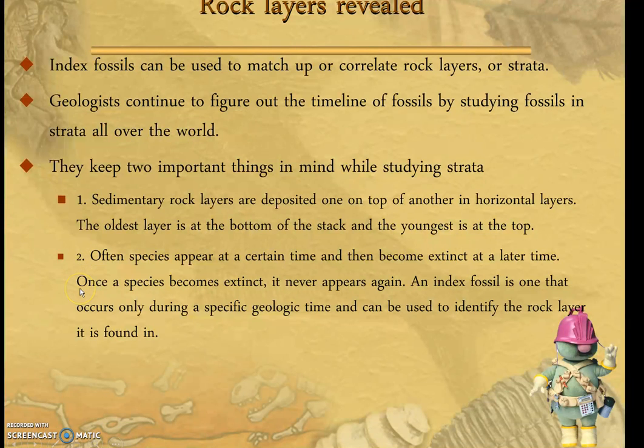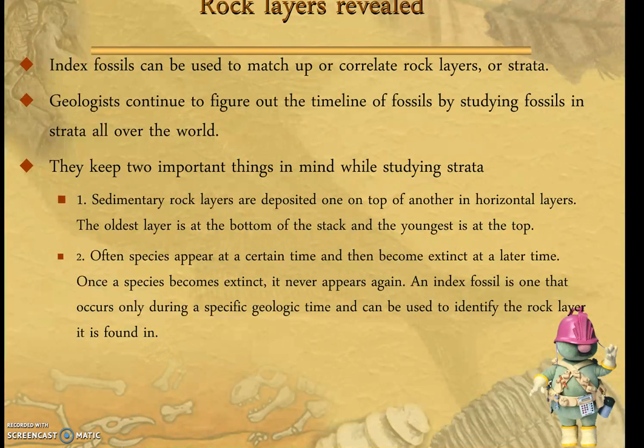Often species appear at a certain time and become extinct at a later time. Once a species becomes extinct, it never appears again. As we are talking about, an index fossil is one that occurs only during a specific geologic time and can be used to identify the rock layer that it is found in.